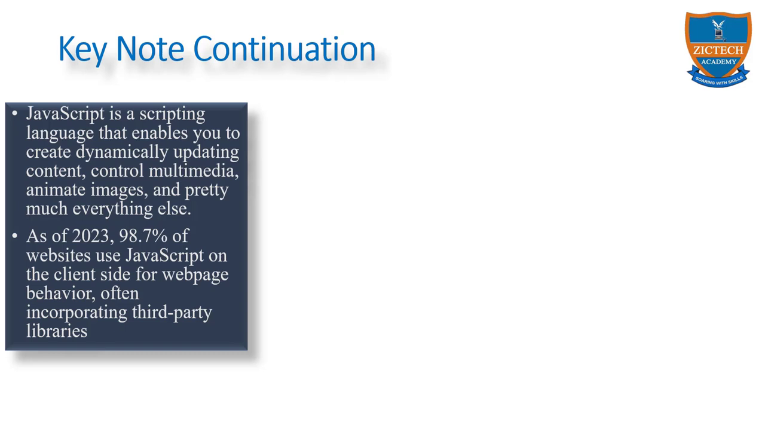Now, take a good look at it. It says as of 2023, 98.7% of websites use JavaScript on the client side for web page behavior, often incorporating third-party libraries.